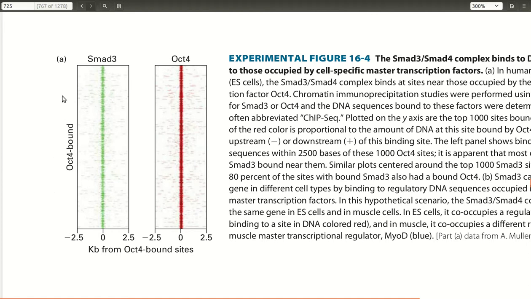DNA base pairs, and you can see that SMAD3 is in most of the sites where OCT4 is located, and so it shows that these two are complementary and they have to be present for the genes to be transcribed.